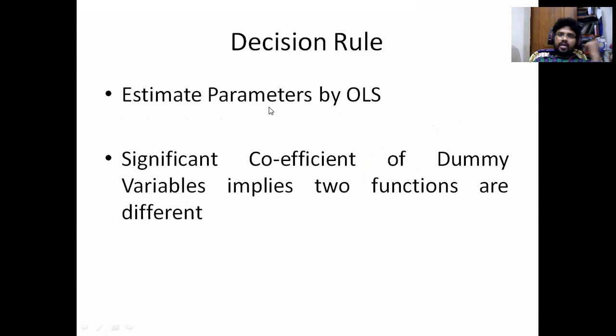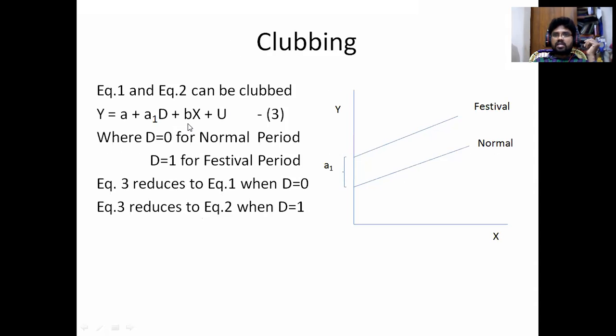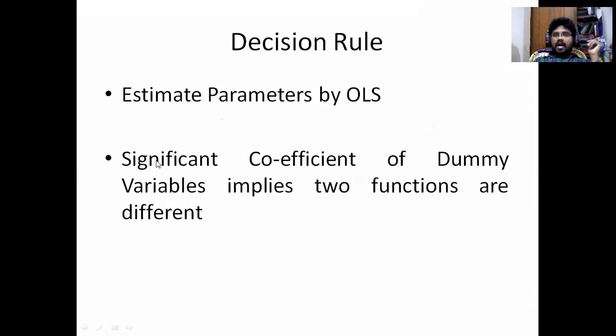So how can we take the decision? We estimate the parameters by the OLS method, the ordinary least squares method. So how can we estimate the parameter? That is called the slope value, and we can decide whether the coefficient of the dummy variable is significant or insignificant. A significant coefficient of the dummy variable implies that the two functions are different.